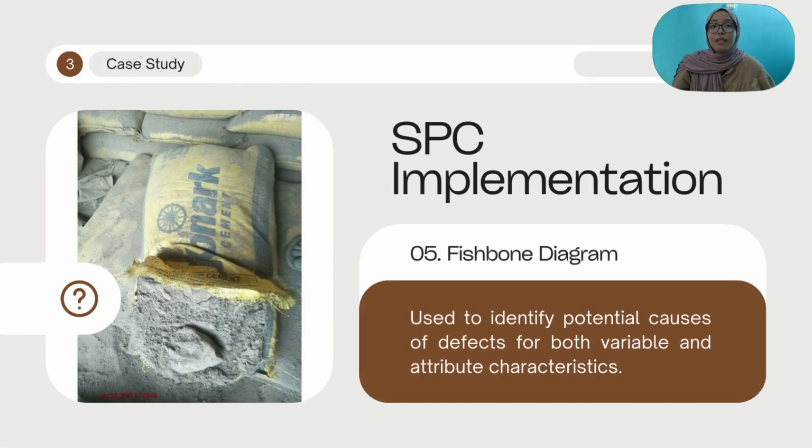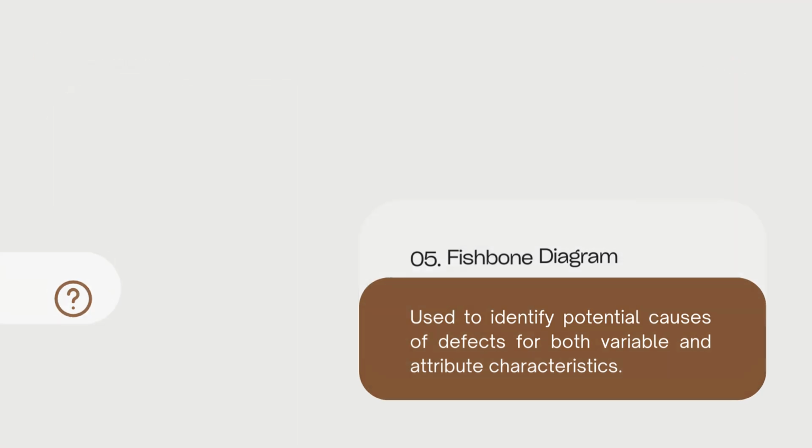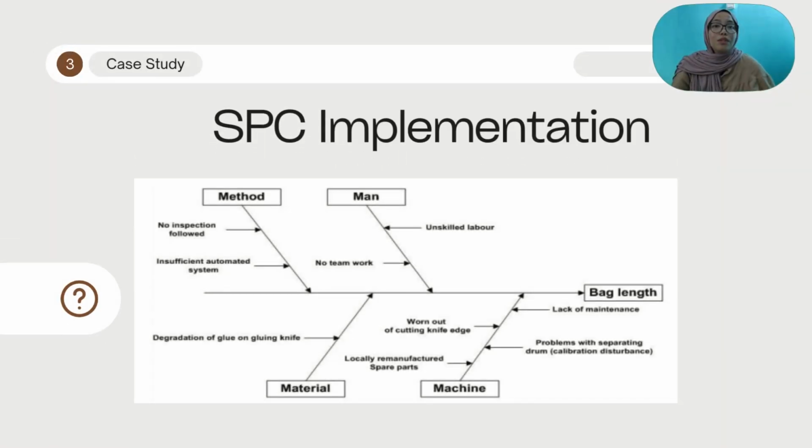The next SPC implementation is by using the fishbone diagram as the quality control tool. This diagram is used to identify potential causes of defects for both variable and attribute characteristics. This figure showed the fishbone diagram for bag length. There are 4 possible causes that cause the bag length to defect, which are the man, method, machine, and material.